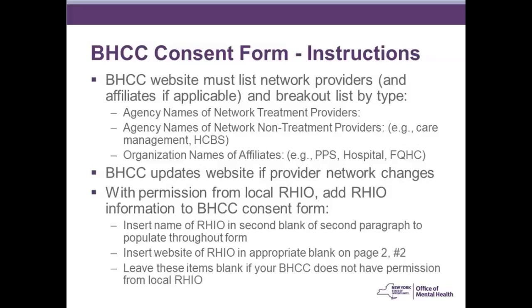So you might want to organize it like this: first list all of the agency names of your network treatment providers, and the agency names of your network non-treatment providers. Like if you had a care management program or an HCBS in your network, if they're not providing treatment but still might need this information about the client to help with coordination of care, list those in a separate section so that someone can distinguish who are the treatment providers and who are the non-treatment providers.